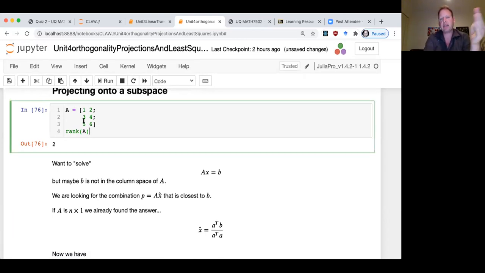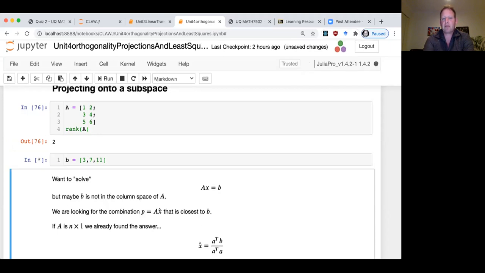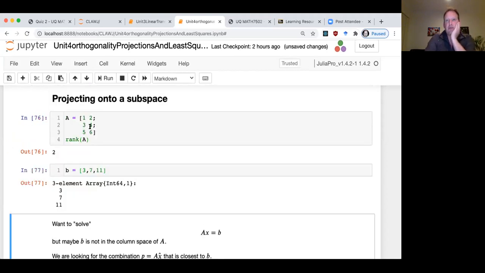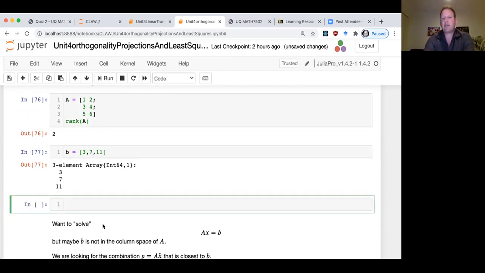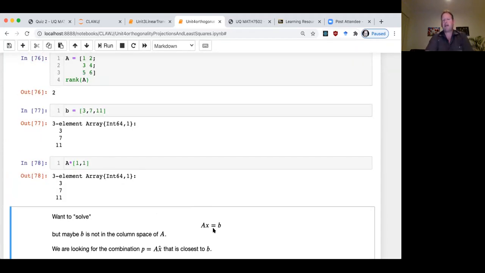We've already seen this, right? Any linear combination of the columns will work. Now if I take a b, for example, let me pick a nice one. I'm going to take b to be 3, 7, 11. What I did is I added up the columns. So a solution to Ax equals b is A times 1, 1, which gives 3, 7, 11. In this case, I can solve Ax equals b exactly, right?